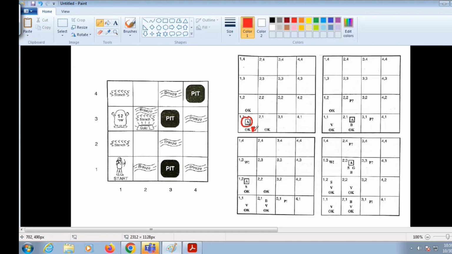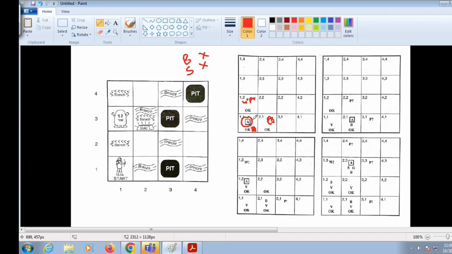If this place is okay, he sees the percepts. Is there a breeze in this particular cell? No. Is there a stench? No. If there is no breeze, it means there is no pit here, and the Wumpus is also not here. He knows that it is safe to go in this particular direction.